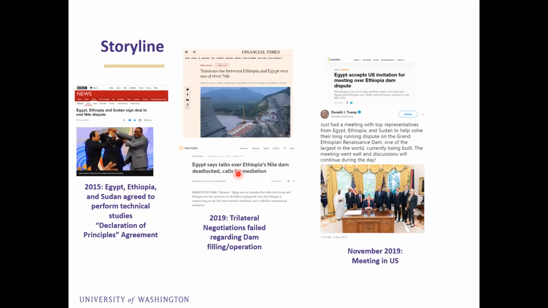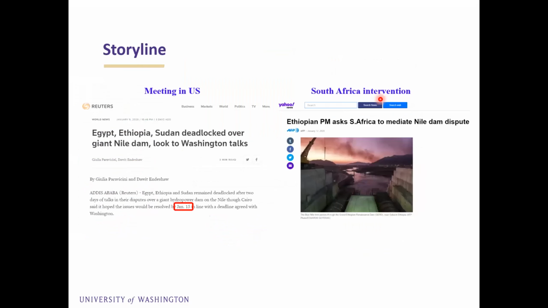And then Egypt asked the US to come into the situation and try to help with this negotiation. So they met in the US in November 2019, and later they met again in January here in the US. But I think the negotiation still failed even after they met here in the US.